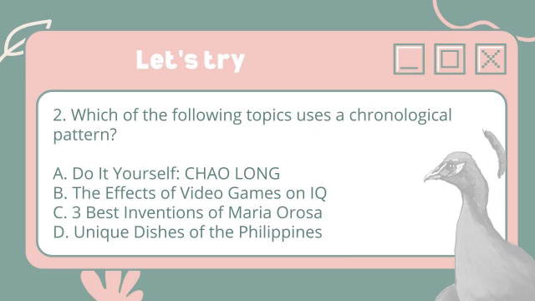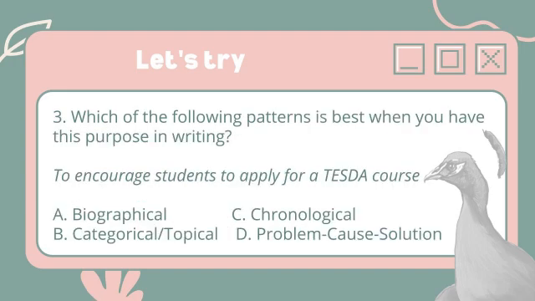Number 2. Which of the following topics uses a chronological pattern? A. Do-it-yourself chow long. B. The effects of video games on IQ. C. 3 best inventions of Maria Orosa. D. Unique dishes of the Philippines. The answer is letter A. Do-it-yourself chow long.